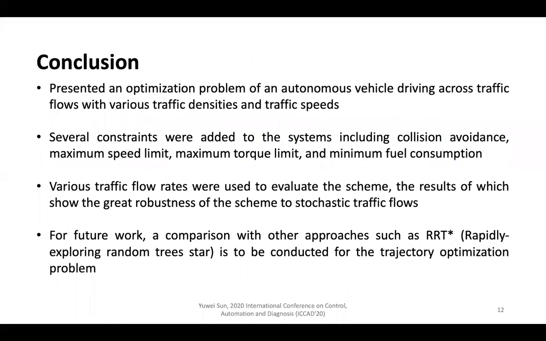To summarize, we presented the optimization problem of an autonomous vehicle driving across traffic flows with various traffic densities and traffic speed. Several constraints were added to the systems, including collision avoidance, maximum speed limit, maximum torque limit, and the minimum fuel consumption. Then various traffic flow rates were used to evaluate the scheme, the results of which show the great robustness of the scheme to stochastic traffic flows.